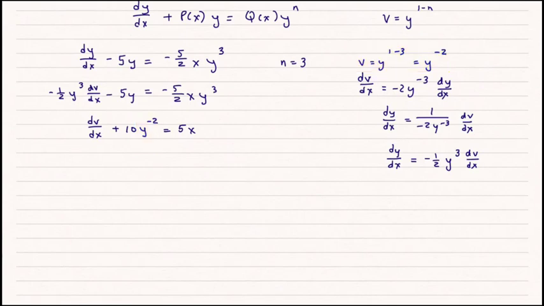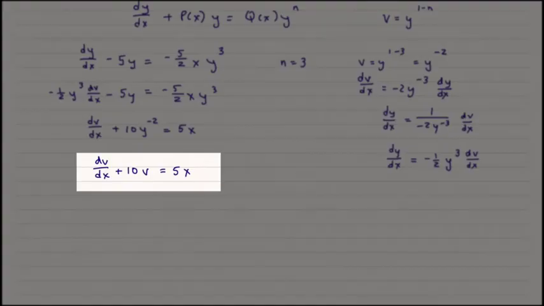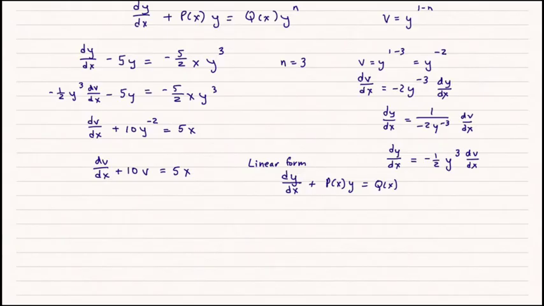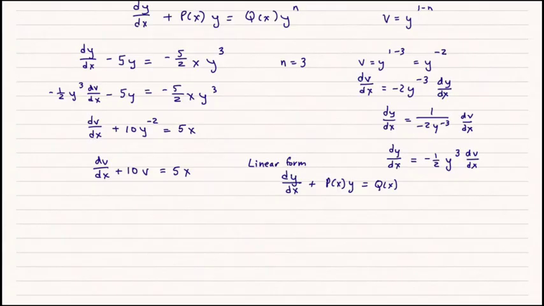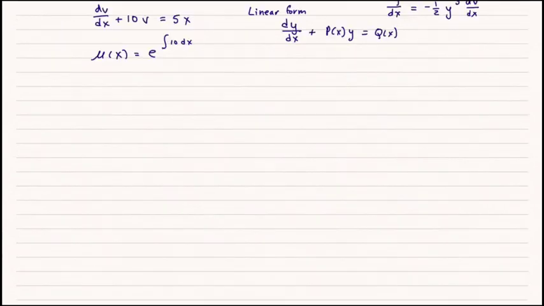If at this step you are not able to get rid of all your y's, then you've set the problem up incorrectly. Because now what I have is an equation completely in linear form. That is, it's in the form of this, but instead of y's I have v's. Now I can go ahead and solve it using the integrating factor. Let's go ahead and do that. I find that mu of x is equal to the integral, e to the 10 dx, which is equal to e to the 10x, and then I'll go ahead and solve.